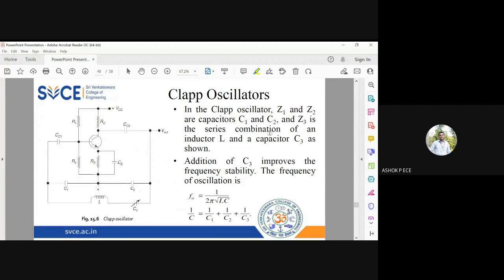So the next oscillator is going to be the Clapp oscillator. The Clapp oscillator is an extended version of the Colpitts oscillator, where we add an additional capacitance C3 for tuning purposes. If you see the circuit diagrams for Colpitts and Clapp, only C3 will be additional.